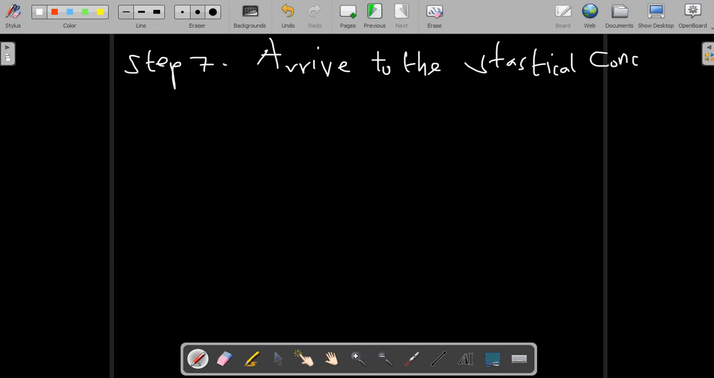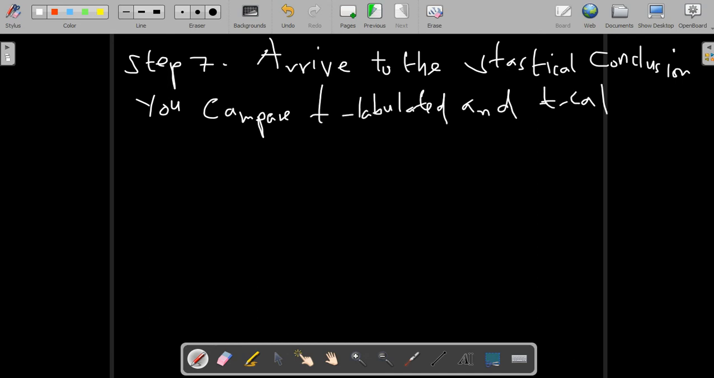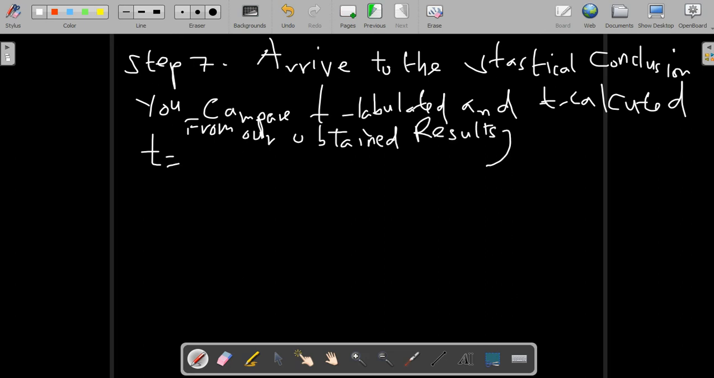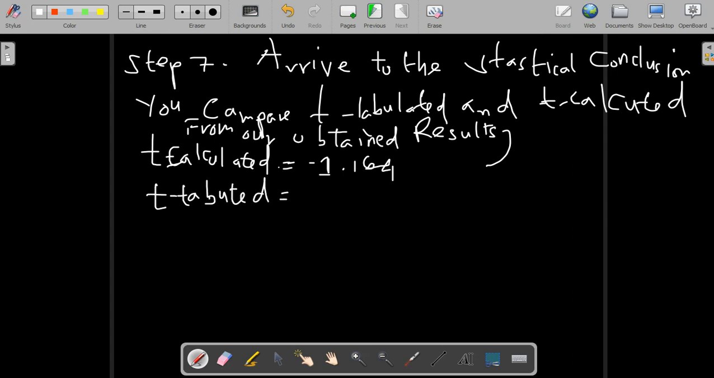Now from that step, we come to another step whereby we arrive at the statistical conclusion, whereby we compare our T calculated and our T tabulated, so as we can conclude whether we reject or accept the null hypothesis. From our obtained results, our T calculated is equal to negative 1.164, and our T tabulated, which you obtain from reading the t-table, is negative 1.796.